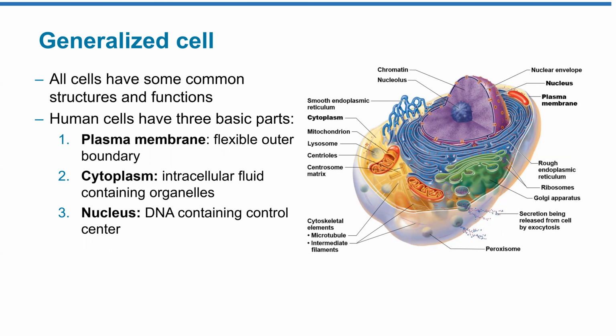Human cells have three basic parts. First, the plasma membrane. It's a flexible outer boundary. Second, cytoplasm. Cytoplasm is intracellular fluid containing organelles. And the nucleus. Now, the nucleus is present only in eukaryotic cells, and human cells are eukaryotic. The nucleus contains DNA, and it's a control center.